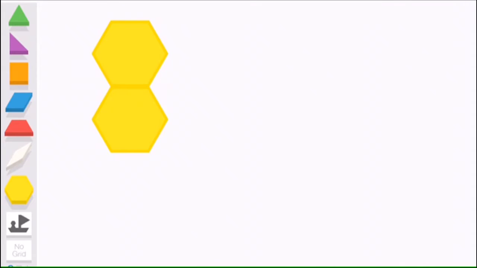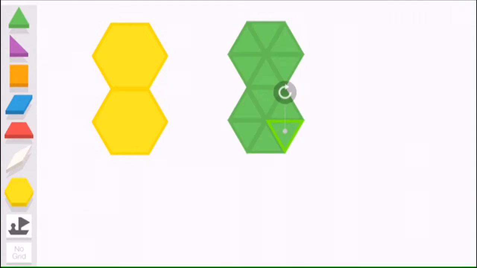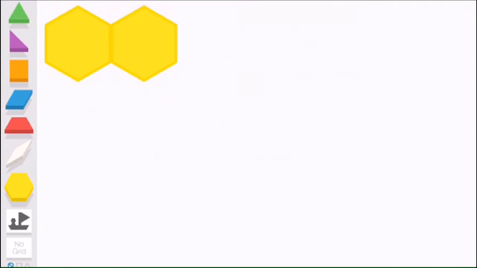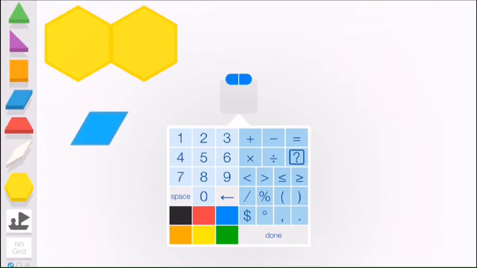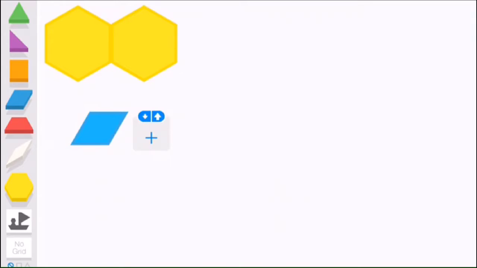1 triangle is 1/12 of the whole. If we add 11 more triangles, it shows that it makes a whole. So for addition, we are going to be adding 1 rhombus plus 3 triangles.